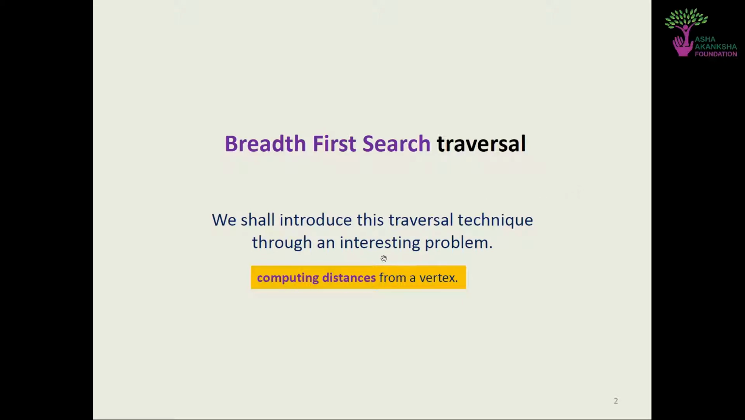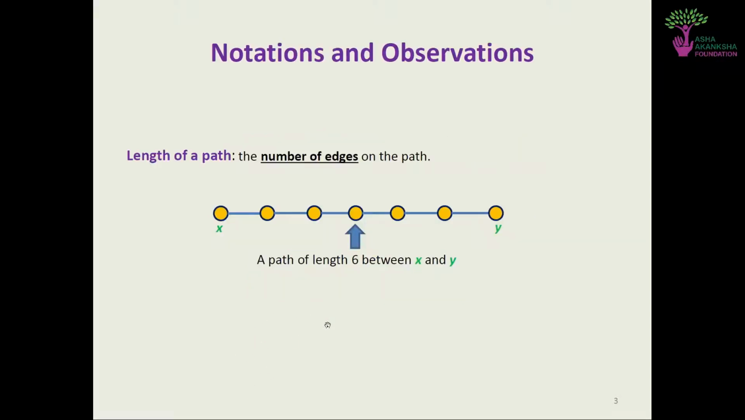We have a problem here which asks us to compute distances from a vertex. So how do we do so? Let's say this is a graph here. Here is x, this is y, and we want to know the length of the path. It is the number of edges between x and y. In this case, you can simply count it. There are six edges between x and y, so the path length is 6.